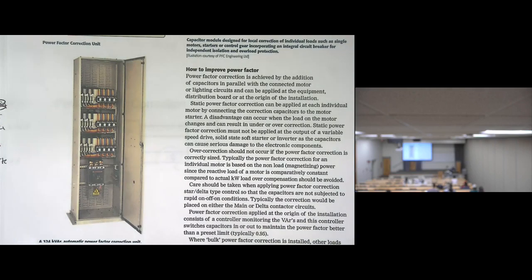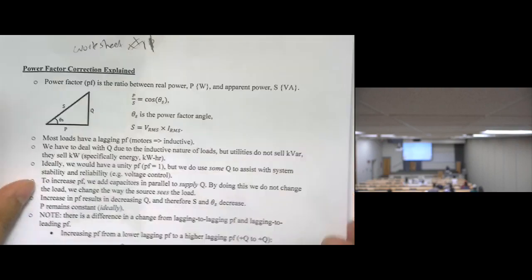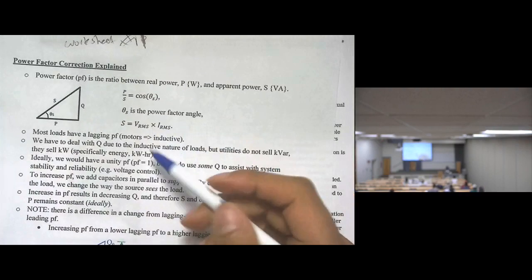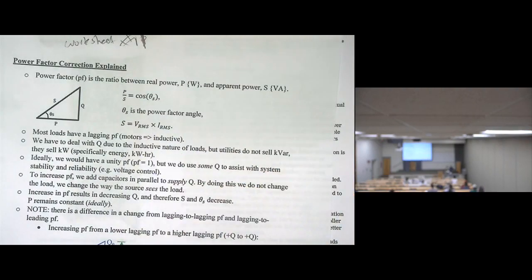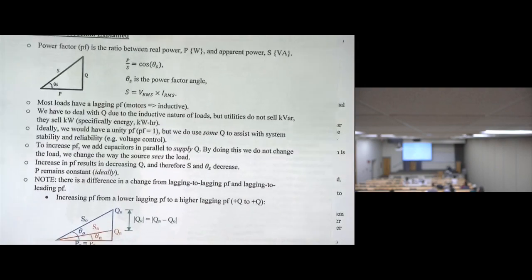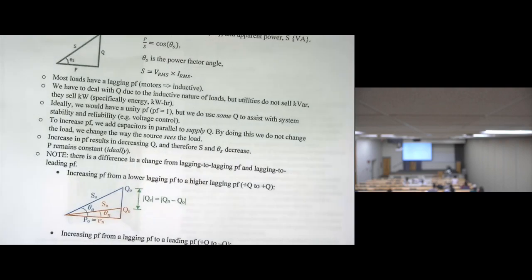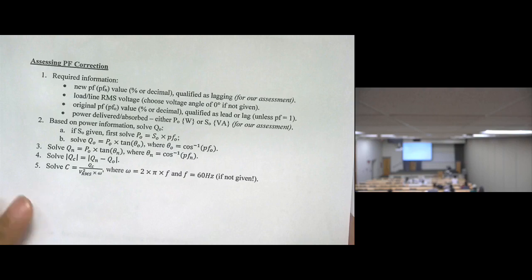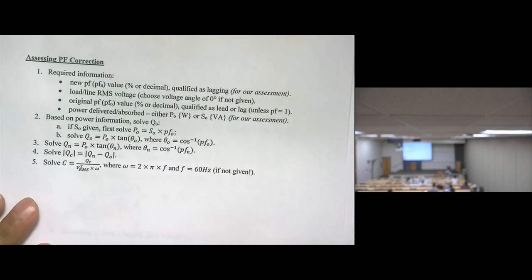Now let's go to worksheet number 11. Then we will see some examples associated with it. Worksheet number 11 talks about power factor. It's the same thing that I discussed, but here it is most likely talking about the theoretical part, not the practical part. So how to calculate the power factor and how to do the power factor correction. The second page gives you the procedure for power factor correction.